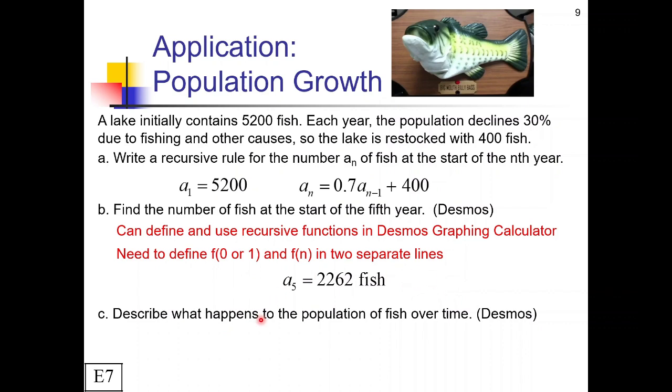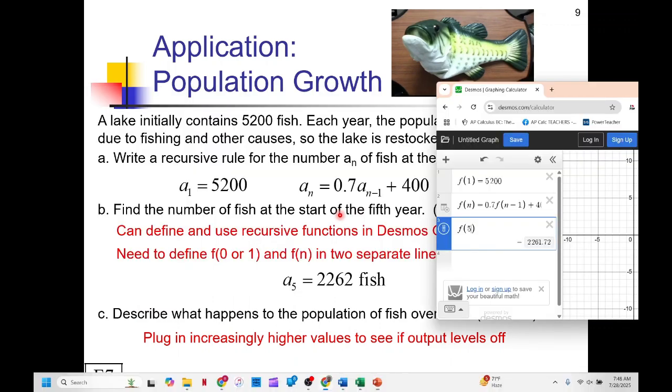Now let's take a look at this next one. Describe what happens to the population of fish over time. So they're basically asking, as you plug in bigger and bigger input values, what is happening to the total number of fish? So to do this, we would just plug in some increasingly higher values and see if the output levels off. So let's go back to Desmos, and we'll just start plugging in some higher numbers. So we can do 6, 7, 8, and we see that the total number of fish seems to be declining year after year. So we've got 10, and it keeps declining.